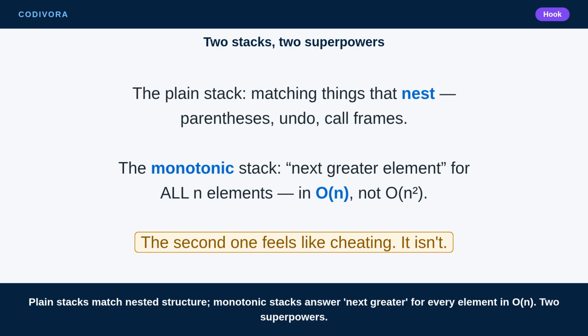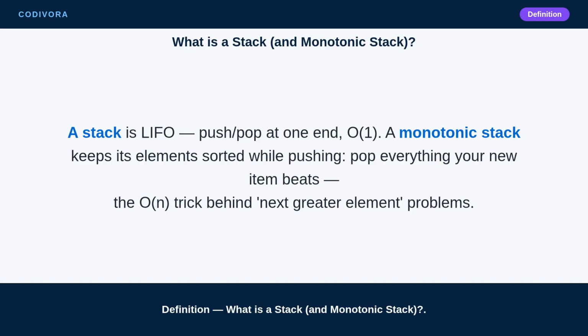Let's see both. Definition first. A stack is last in, first out, push and pop at one end in constant time. The natural fit for nesting and most recent first problems. A monotonic stack adds one rule. Keep the stack sorted by popping everything your new element beats before pushing. Each element pushes and pops at most once, so next greater element problems become linear.